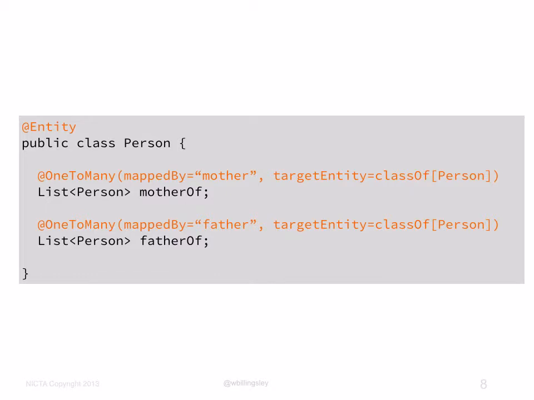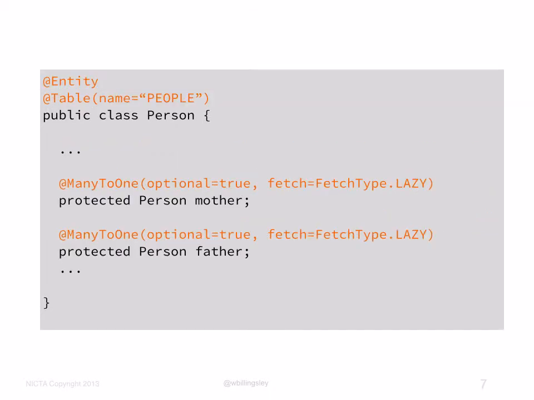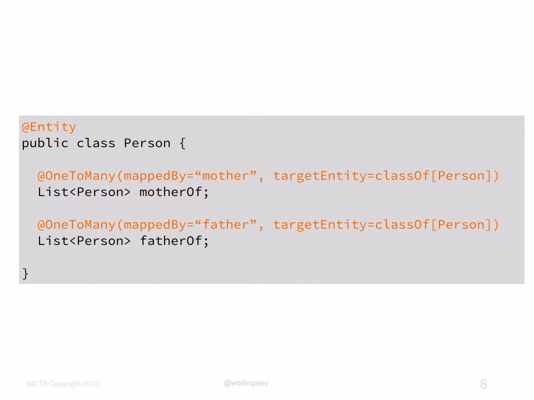On this slide, I've shown you the other side of the relationship. So here is the one-to-many relationship. And one-to-many needs to have a mappedBy. So a one-to-many is always the other end of a many-to-one. And so @OneToMany(mappedBy = "mother"), because on the previous slide, in our many-to-one, the property was called mother. And targetEntity is Person.class.